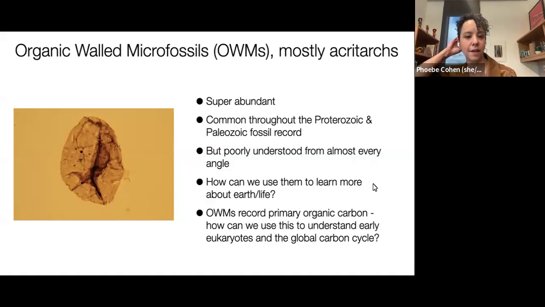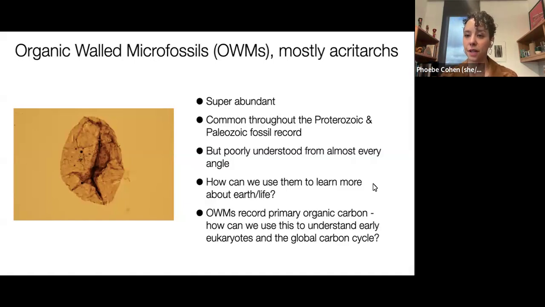And so I've spent a lot of my career trying to understand how we can use fossils like this to better understand Proterozoic ecosystems and evolution. One of the things that has always been of interest to me is the fact that these fossils represent primary organic carbon created by an organism. And so I've always been interested in figuring out how we can use this primary organic carbon to understand early eukaryotes in the global carbon cycle.